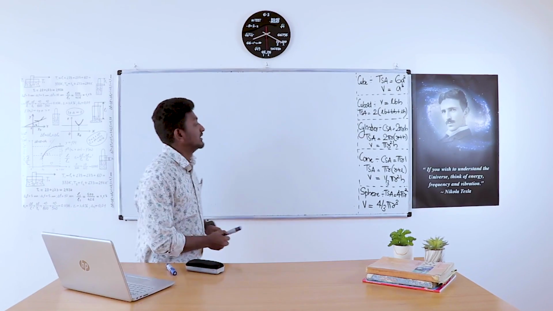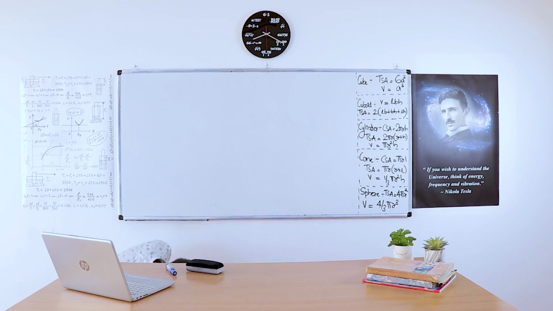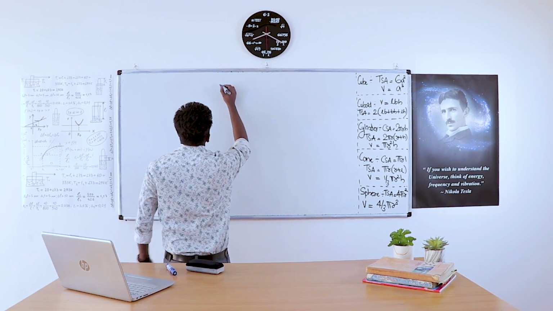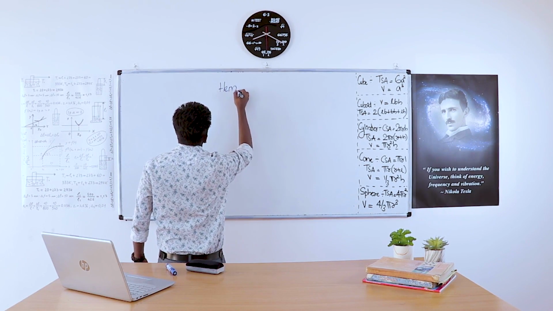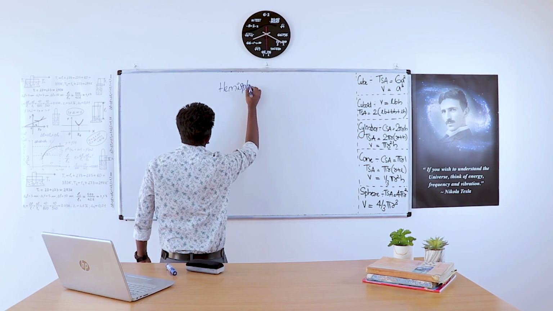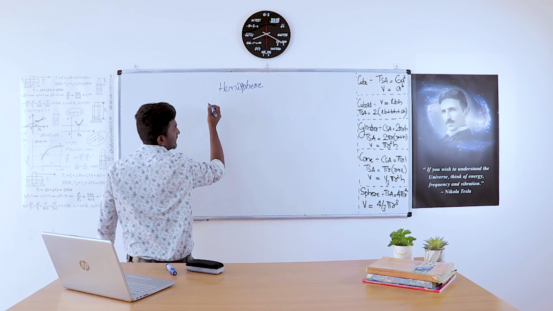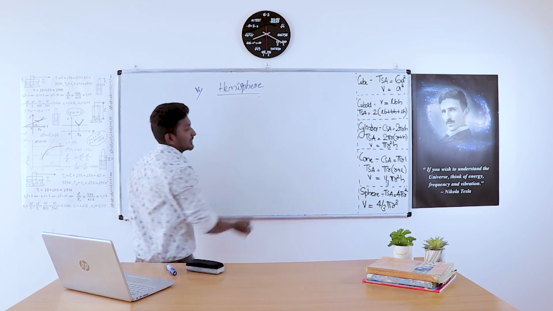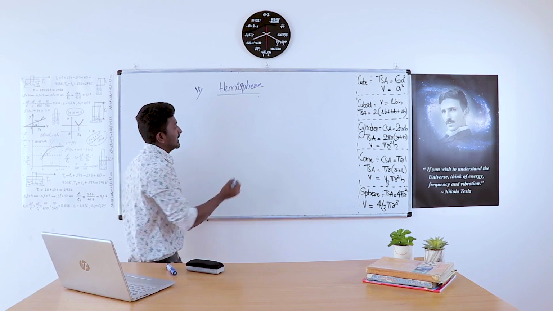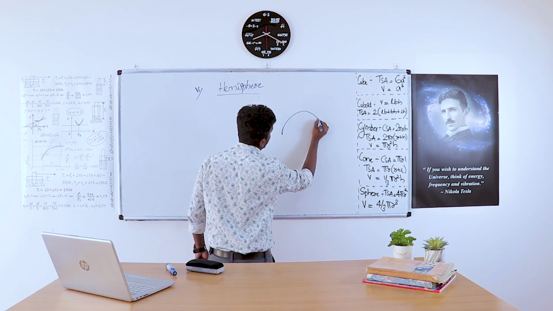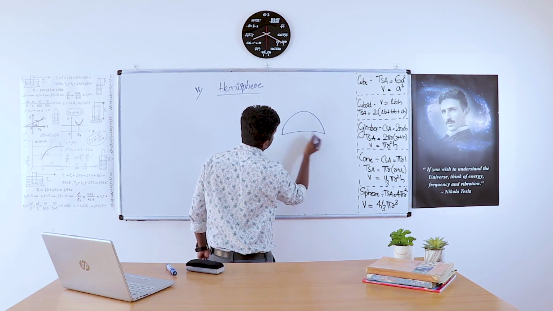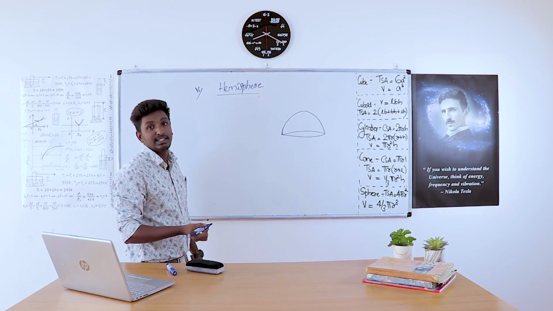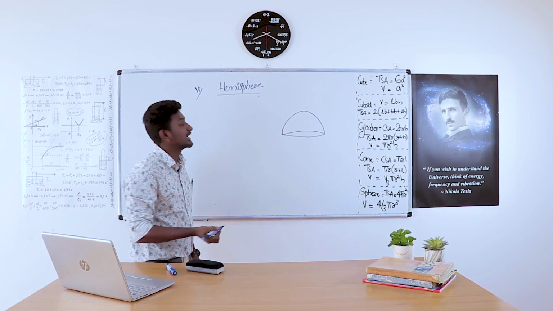Okay. Now moving to the last section of this chapter. The last shape we need to study is a hemisphere. This is the sixth one, a hemisphere. So you know, when a sphere is cut into two equal parts, we got a hemisphere.